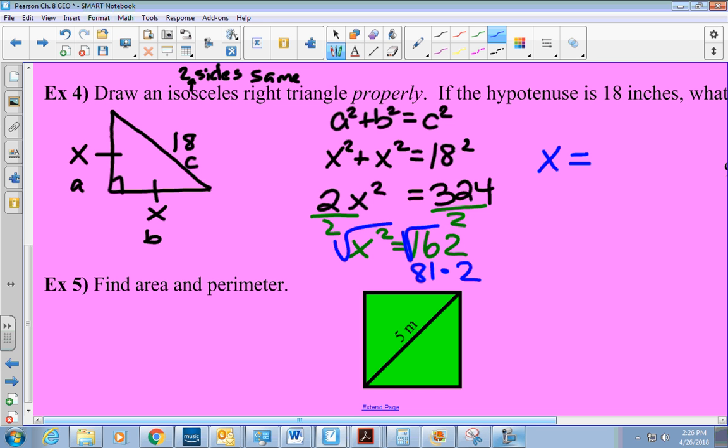162 is the same thing as 81 times 2. Brianna, 81 is a special perfect square. What is the square root of 81? It is 9. So we're going to go ahead and take that 9. He is going to get released from his square root prison. But unfortunately, 2 remains inside because it's not a perfect square. So the answer is x is equal to 9 times the square root of 2.